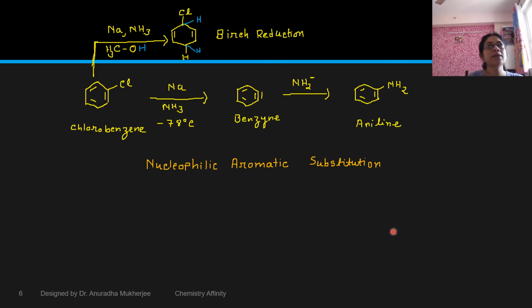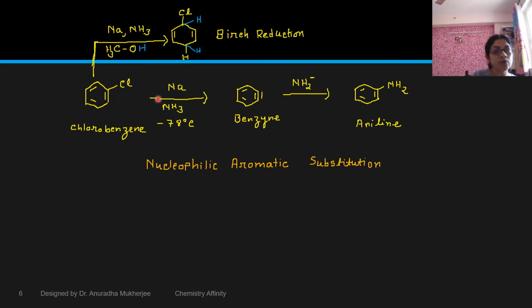So it follows a mechanism that is called nucleophilic aromatic substitution. There are two different types of nucleophilic aromatic substitution. One is the elimination-addition mechanism and the second one is the addition-elimination mechanism. So here it follows the elimination-addition mechanism. First chlorine leaves, elimination takes place, then the nucleophile attacks. So that's why it is called the elimination-addition mechanism.